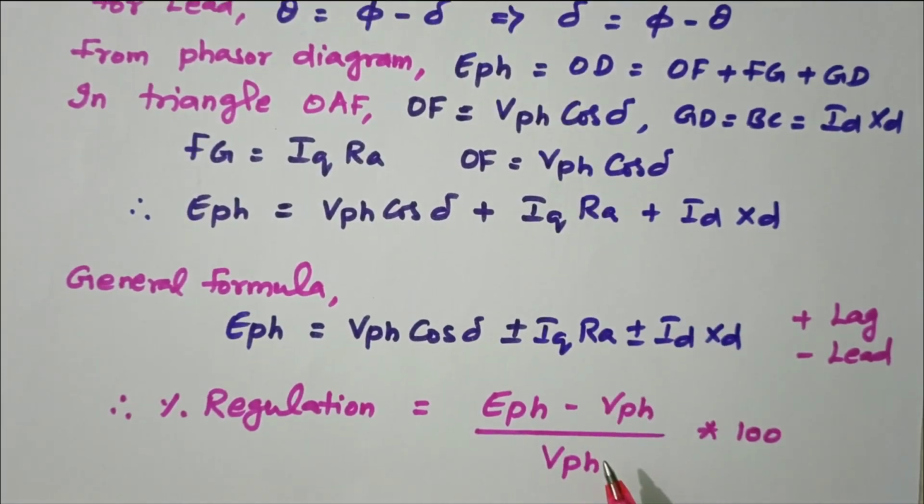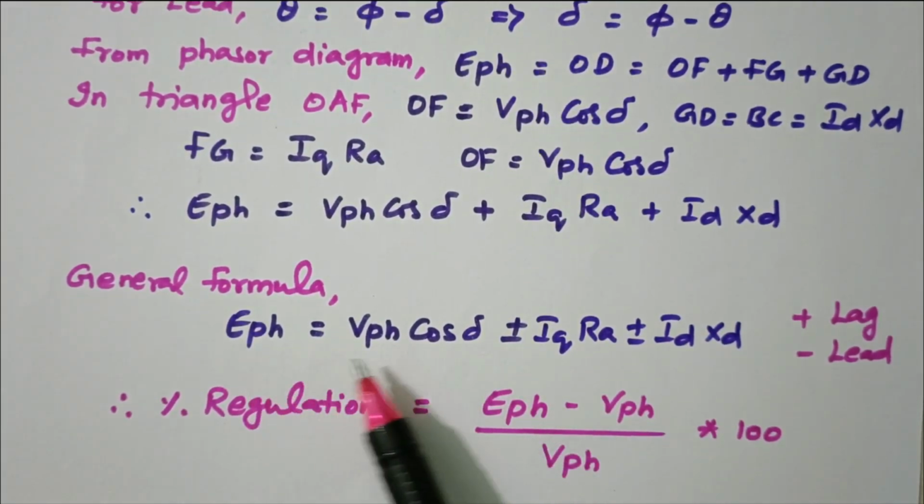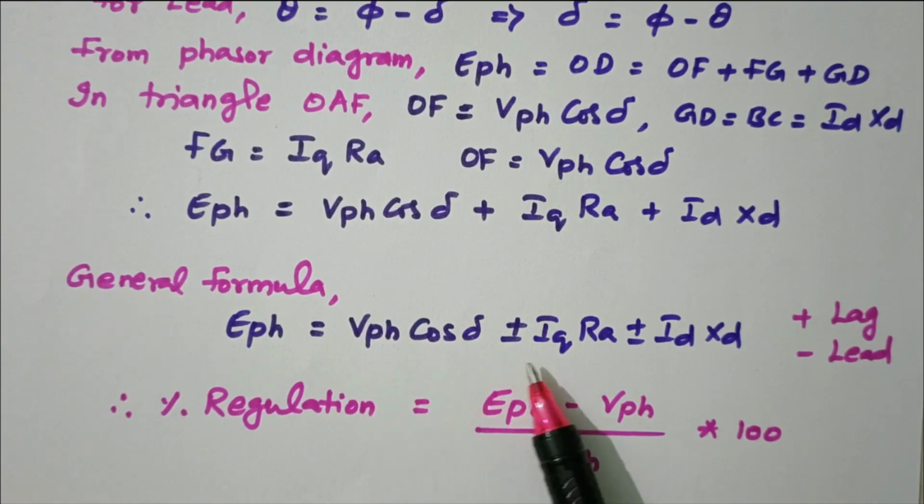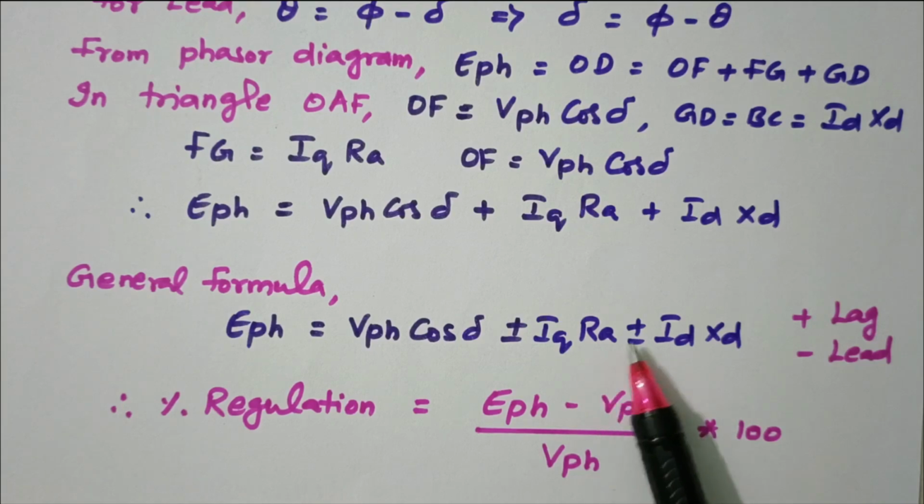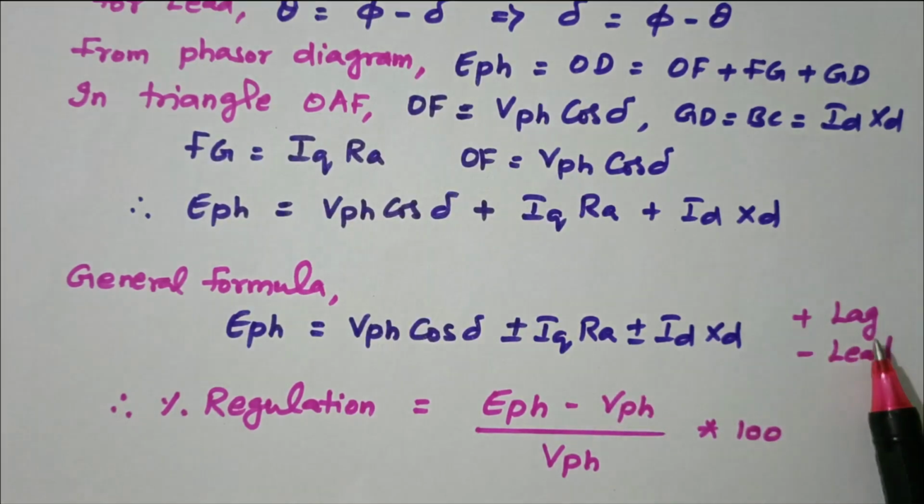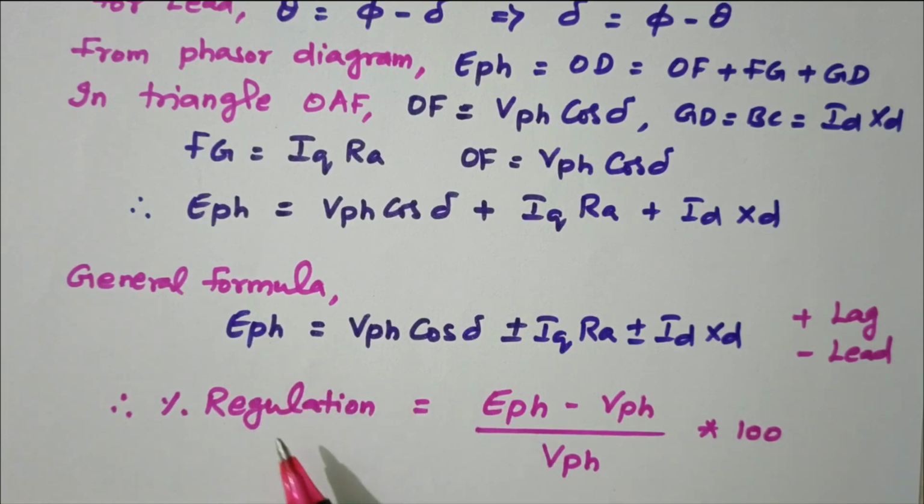Then what is the general formula? E phase equals V phase cos phi plus or minus IQ RA plus or minus ID XD. Plus indicates lagging power factor, minus indicates leading power factor. So once we know this E phase, we can find the regulation of the alternator using this formula. Percentage regulation equals E phase minus V phase divided by V phase into 100. So finally we calculated the regulation.